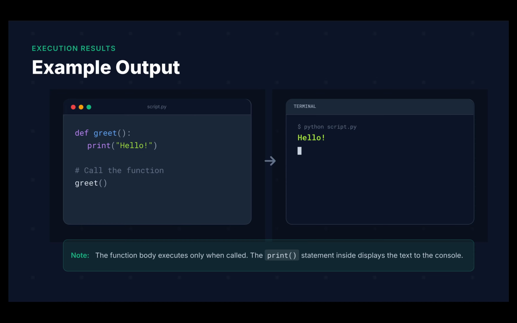This will connect the definition and the call to an actual terminal output. The program prints hello, only because greet was called here. So you can see the full chain. You first define the function, then you say what it should do, and then you call the function, and only then can you see the output.